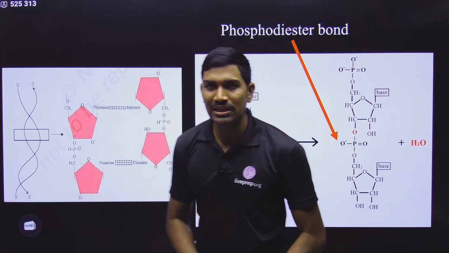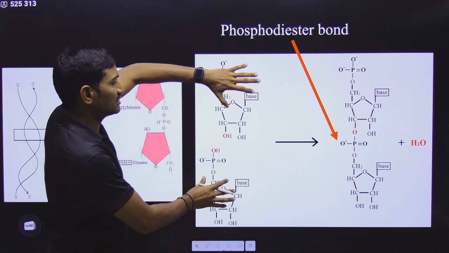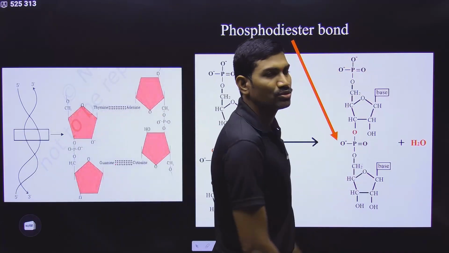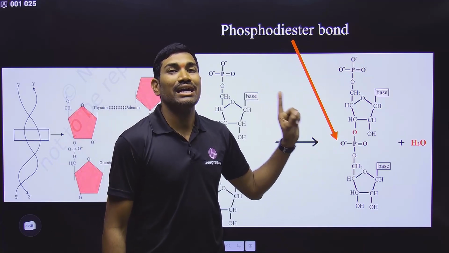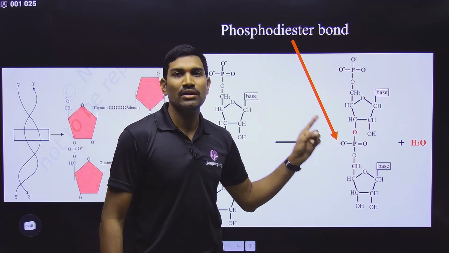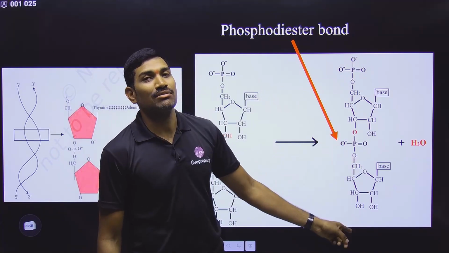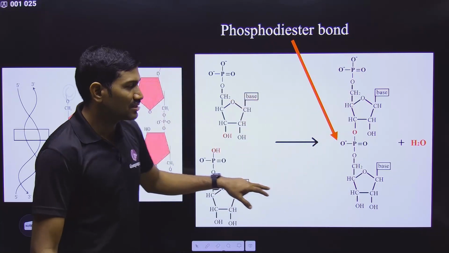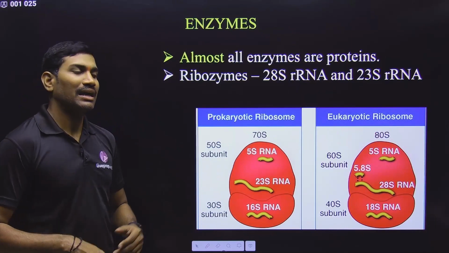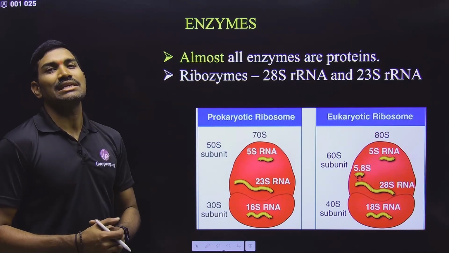But our question is, if two nucleotides are attached to each other, what is the bond connecting them? It is the phosphodiester bond. This is the backbone. So it is the phosphodiester bond that connects two adjacent nucleotides. These are the bonds seen within the polymers. And then we go directly to the enzymes concept.